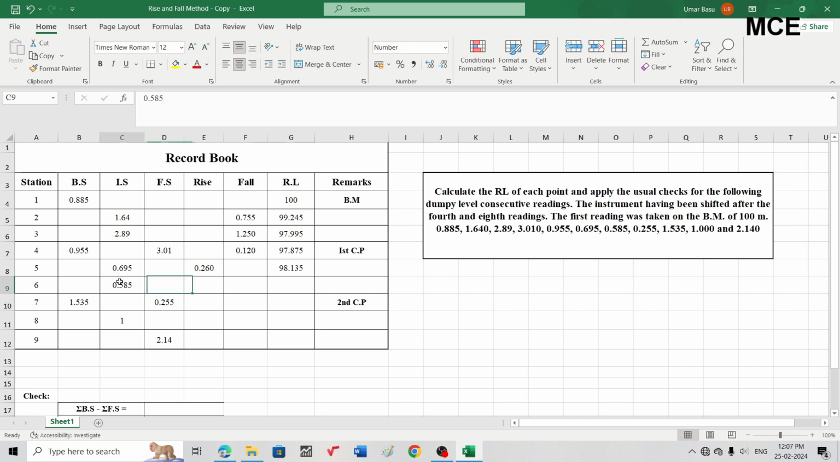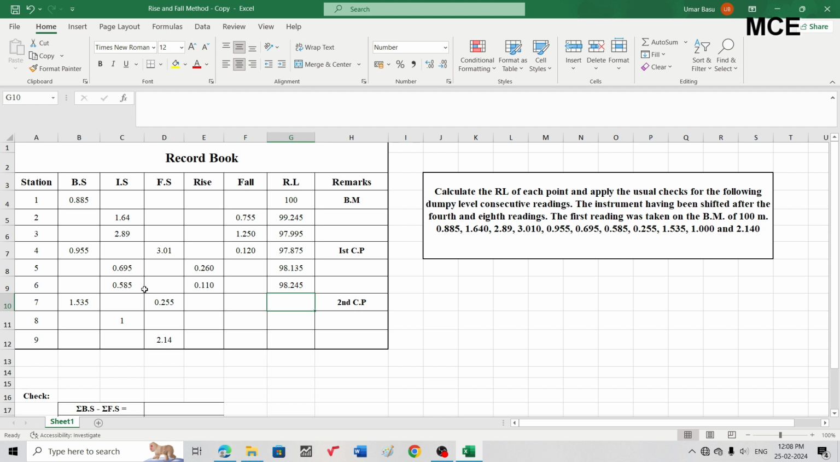Similarly, again you can see that the staff reading at station 6 is less than at station 5, so again the ground level is rising. Take the difference of these two, that is 0.695 minus 0.585, which is the rise from the 5th station to the 6th station. And to get the reduced level, simply add this rise to the reduced level of station 5 to get the reduced level of station 6, that is 98.135 plus 0.110, and you will get the reduced level at station 6.